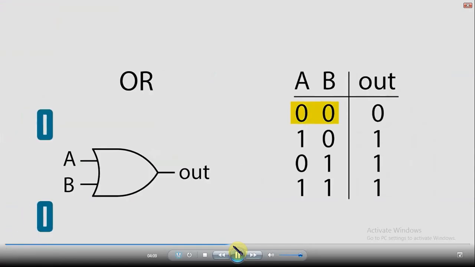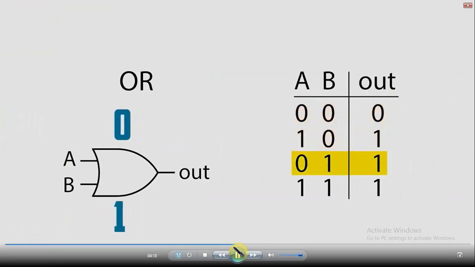Let's move on to OR gates. In an OR gate, if both inputs are low, output is low. If A or B is high, the output is high. Since when either A or B is high, the output is high, when both are high, the output is still high. Let's take a look at an OR gate as an analog circuit.